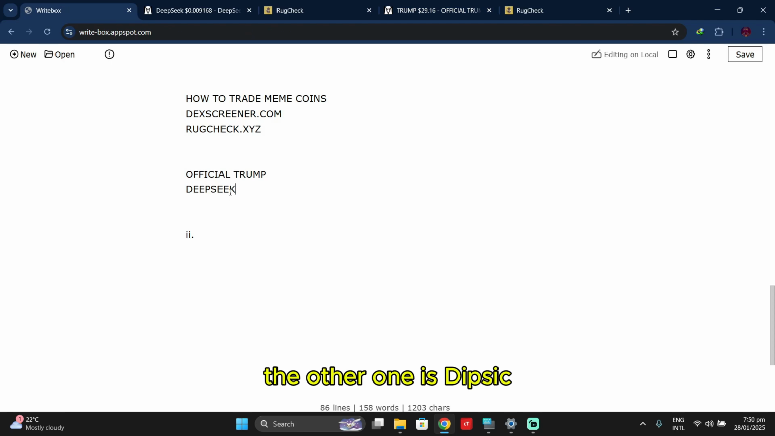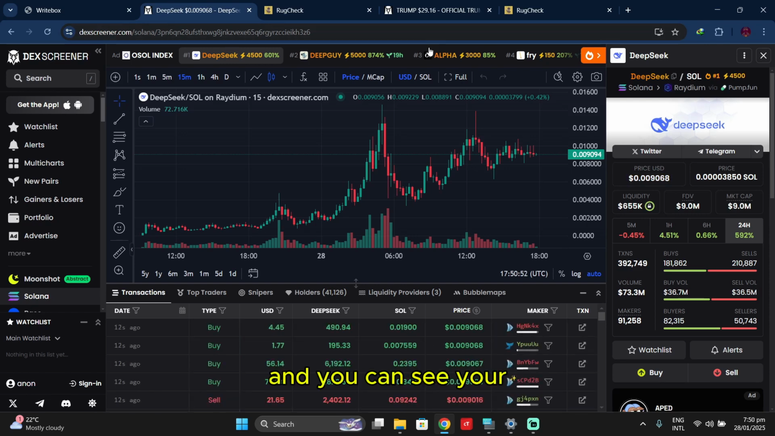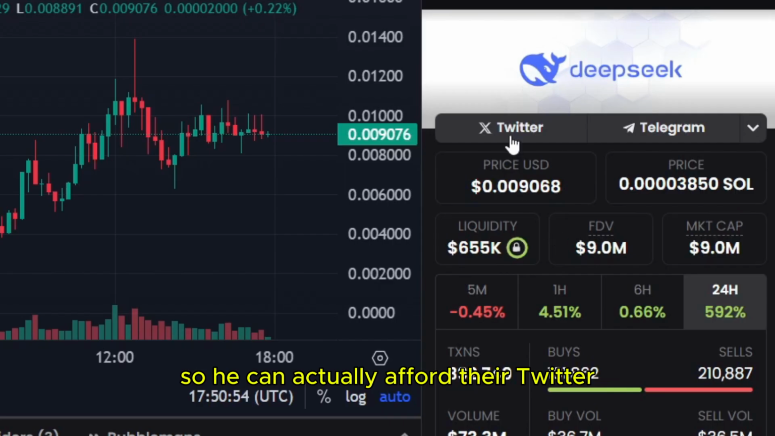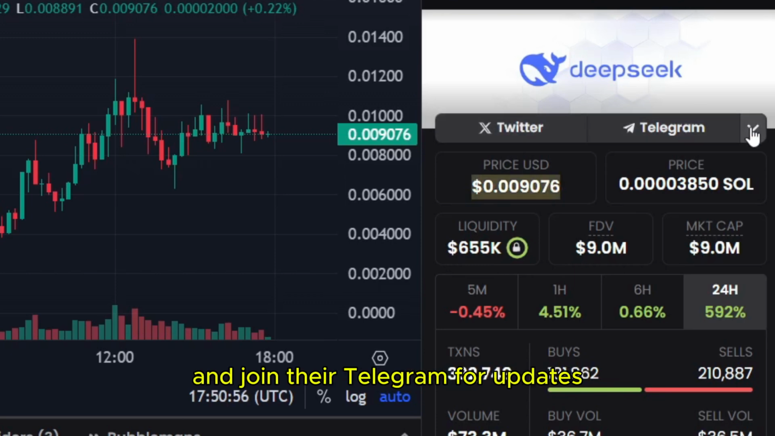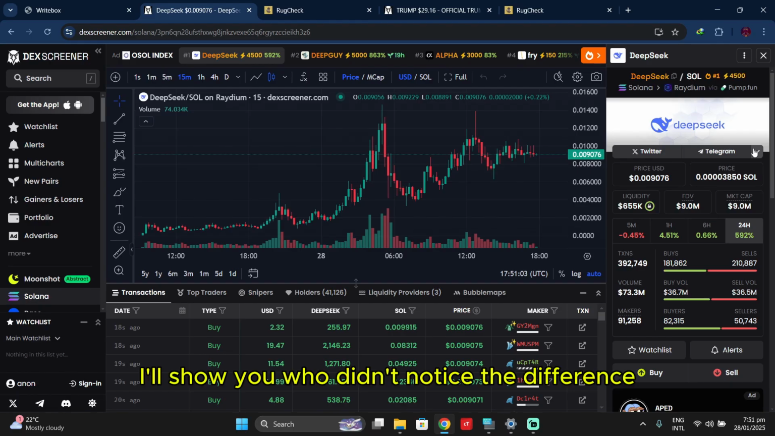I said we're going to look at two coins. The other one is DeepSeek. I've already opened up DeepSeek. It's here. You can also follow their Twitter and join their Telegram for updates. But here is the most important thing that you have to pay attention to. I'm sure you've already noticed the difference.